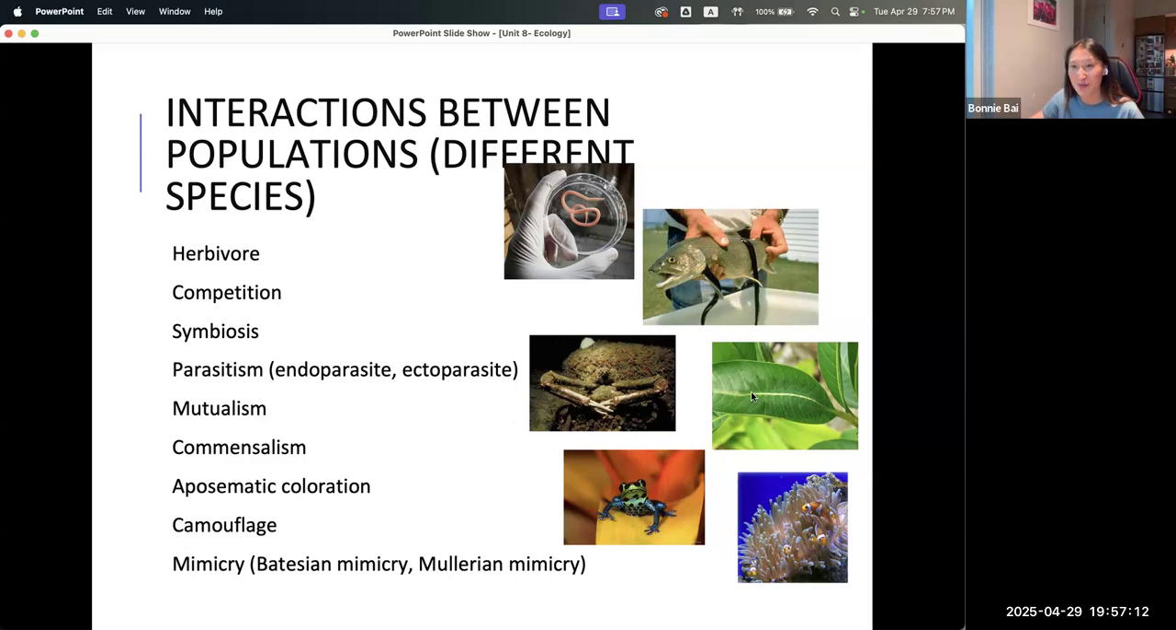We got warning color and then camouflage. Can you see the caterpillar there? It's pretty crazy. It's right there. You see it? Like the spine coming up right there. Isn't that wild? Here's warning color. This is the sea anemone and clownfish, which is commensalism.